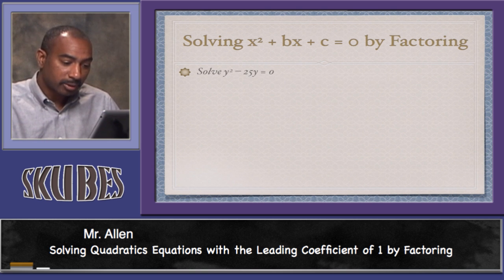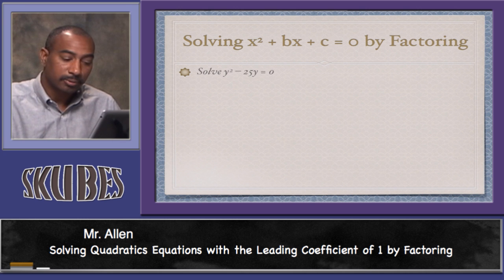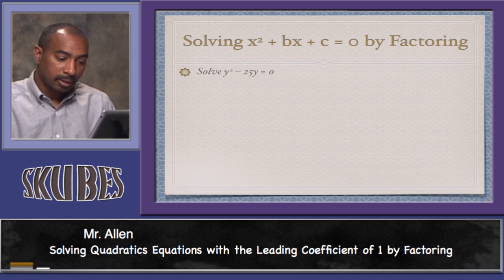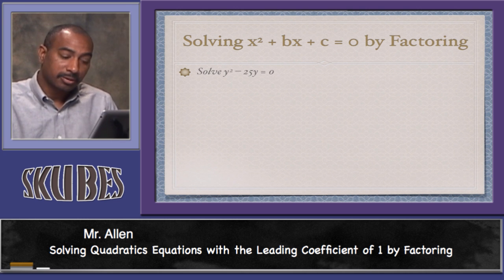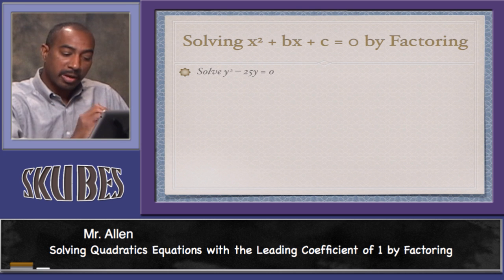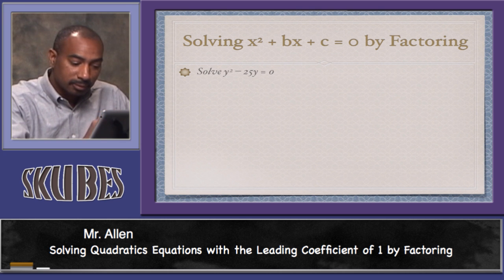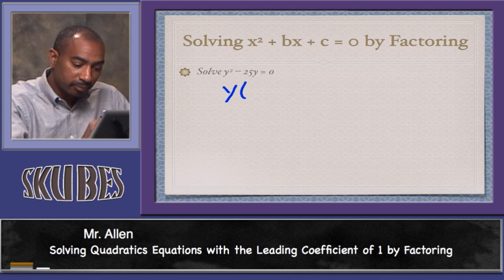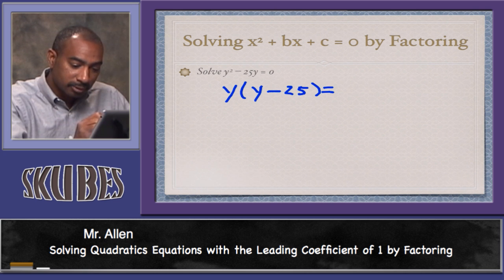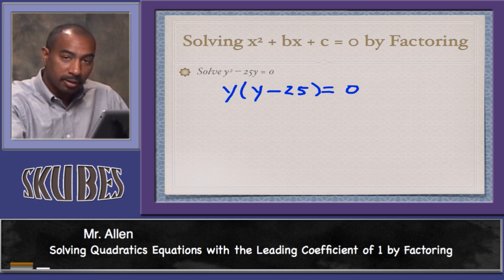All right, solve y squared minus 25y equals 0. But notice you're missing the constant on this one. So what you can do, you can factor out the y's. So I'm going to take a y out of that, or I can divide y into both terms. And I'm left with y minus 25 equals 0. And again, I set both factors equal to 0.